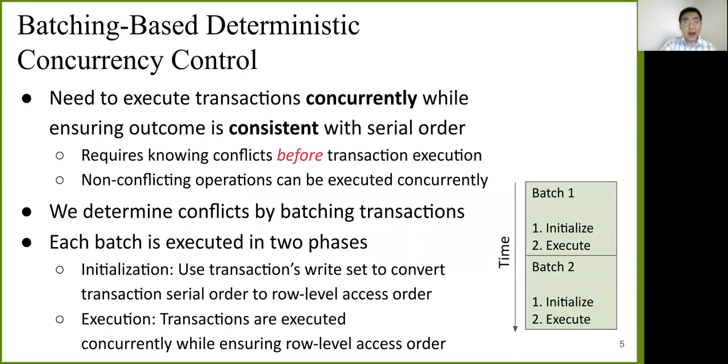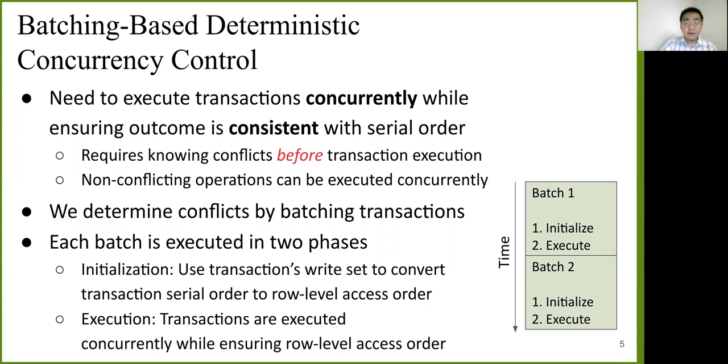Here, let me show you how basic deterministic concurrency control works. So we need to execute transactions concurrently while ensuring the outcome is still consistent with the serial order. Now, this requires knowing the conflicts before transaction execution so that we can execute the non-conflicting operations concurrently. We do this by batching transactions. So transactions are executed batch by batch.